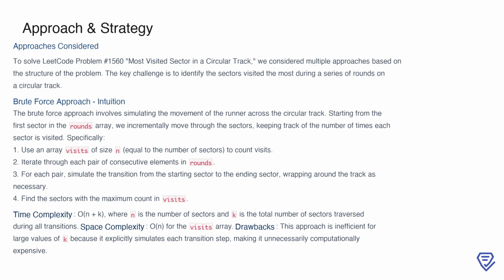To tackle the problem of finding the most visited sectors in a circular track, we explored several approaches, starting with the brute force method. The main idea behind this approach is to simulate the exact movement of the runner as they traverse the circular track, sector by sector. For this, we use an array called visits to keep count of how many times each sector is visited. By iterating through pairs of consecutive sectors in the rounds array, we simulate the transition from the starting sector of one round to the ending sector, wrapping around the track whenever necessary. After completing the simulation, the sectors with the highest visit counts are identified as the result.